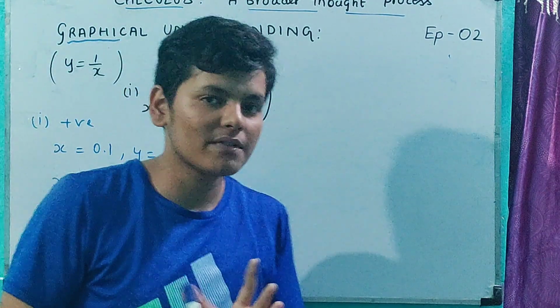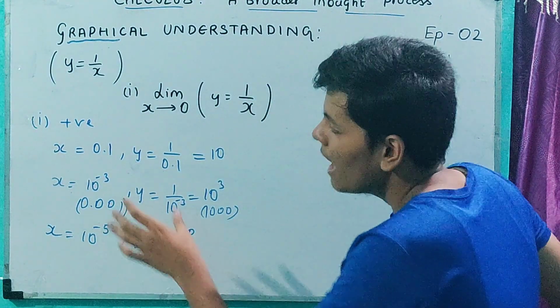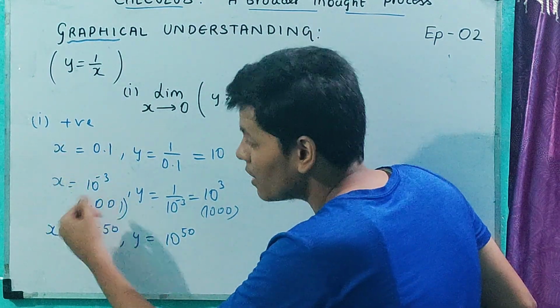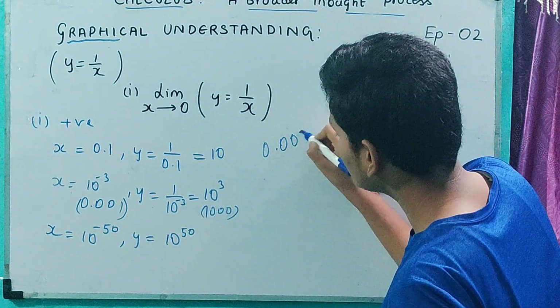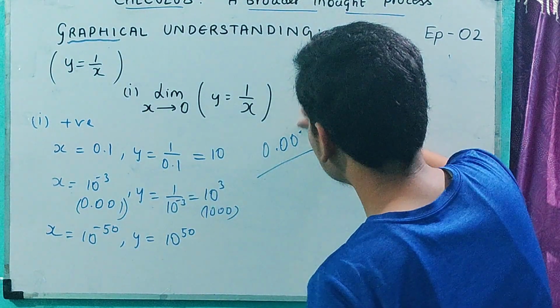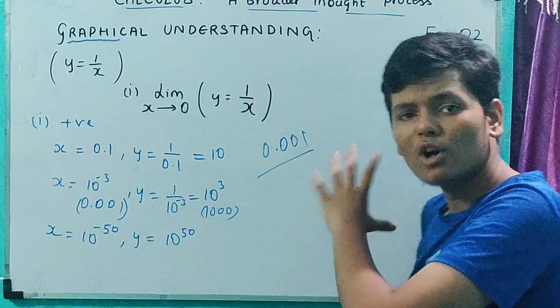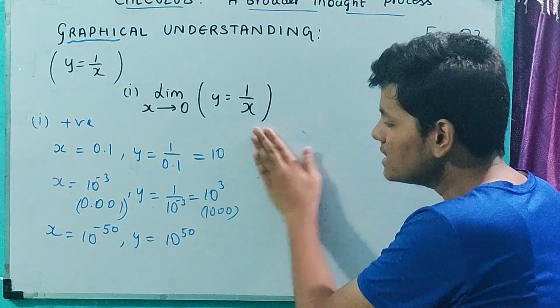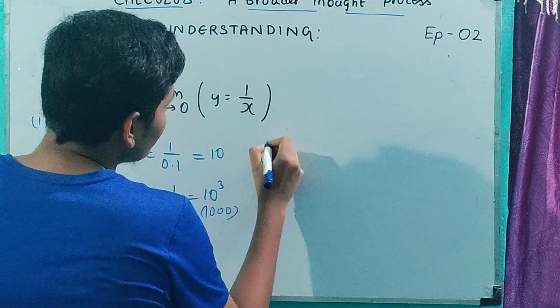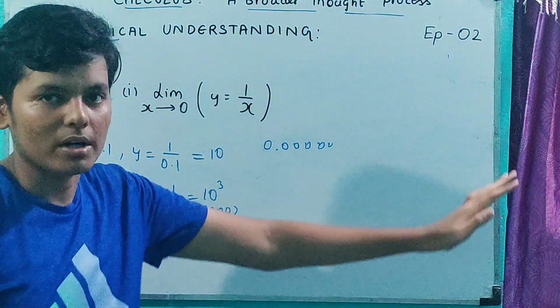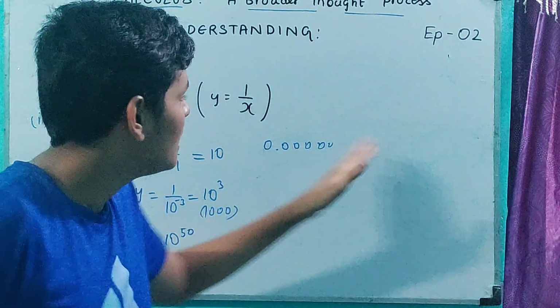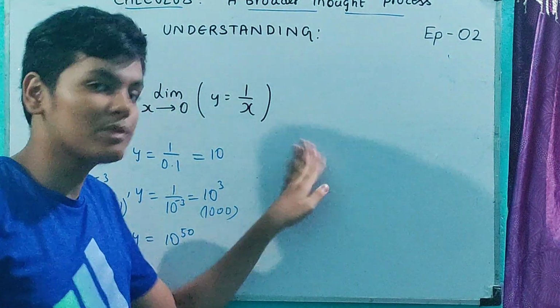Now a closer observation can say something as we approach the value of 0. What is the meaning of 10 to the power minus 3? It means 0.001. This value is almost equal to 0. What is the value of 10 to the power minus 50? It means 0.000 and so on, with 49 zeros and then a 1. So this value is also almost equal to 0.